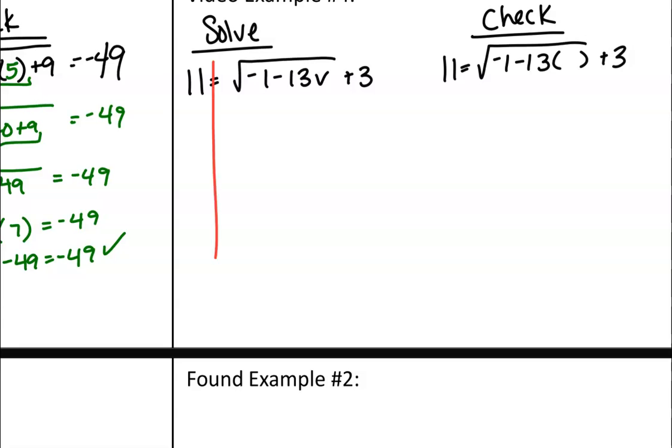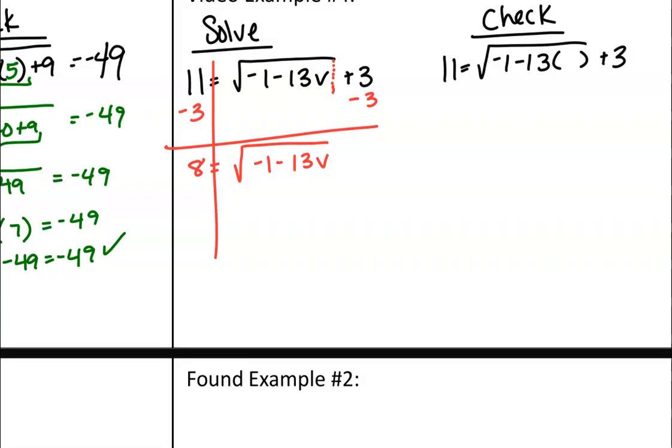All right, let's take a look at this last one. Where does this radical end? This radical ends right there. So notice that this +3 is on the outside. That is the first thing we need to do to isolate our radical. The opposite of +3 is -3. 11 minus 3 would be 8. We still have the square root of -1 minus 13b.